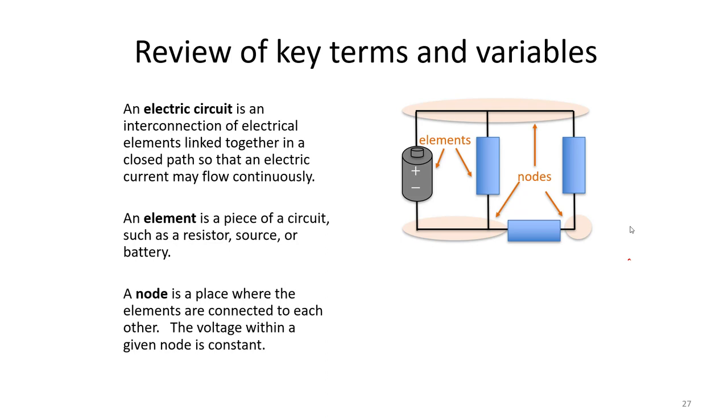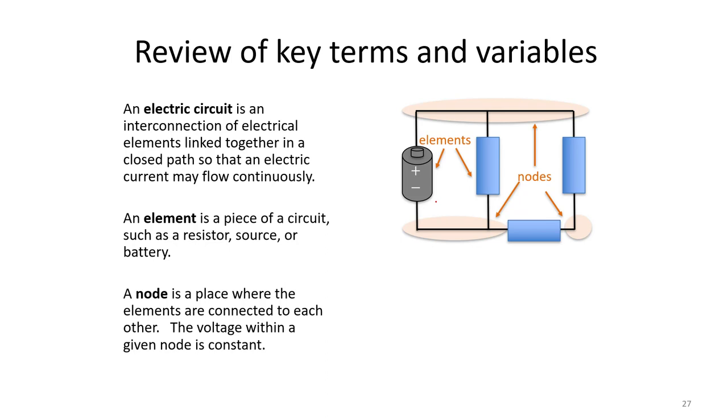All right, so let's go through a few more key terms and variables to help us all get on the same page about circuits. First, electric circuit. An electric circuit is an interconnection of electrical elements linked together in a closed path so that an electric current may flow continuously. Notice that in this sample circuit shown here, there are only closed paths. There's no open section here. The circuit has a bunch of interconnected paths and current is flowing.